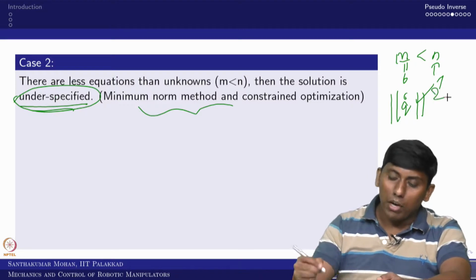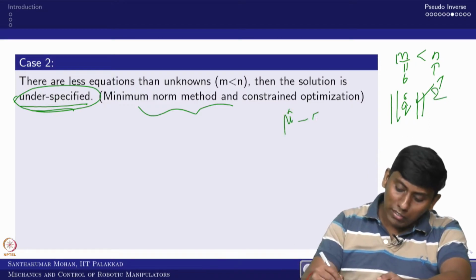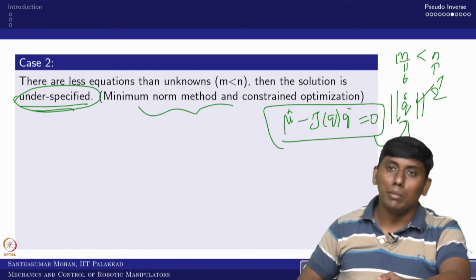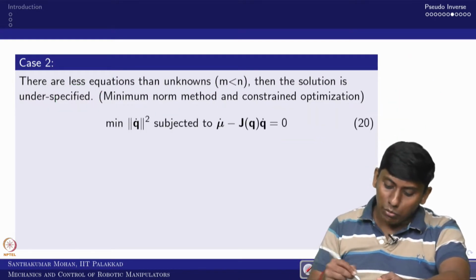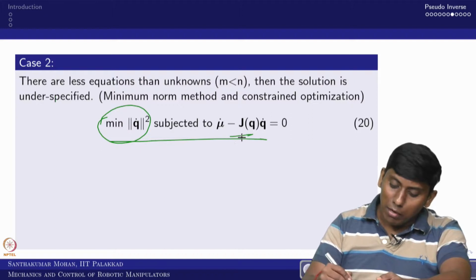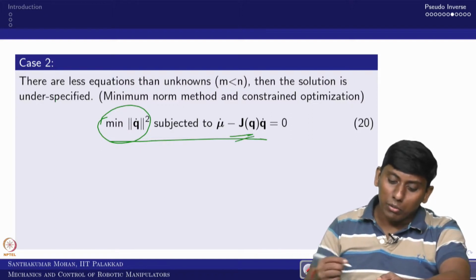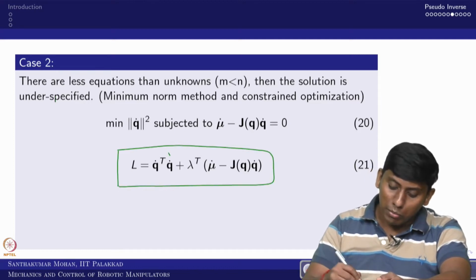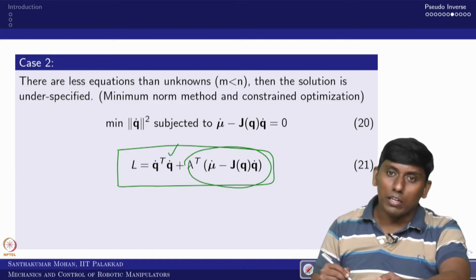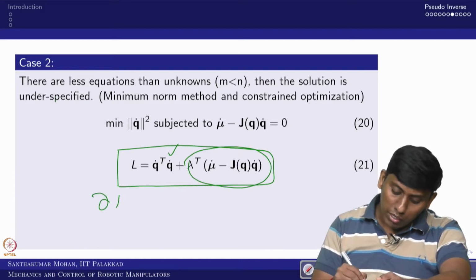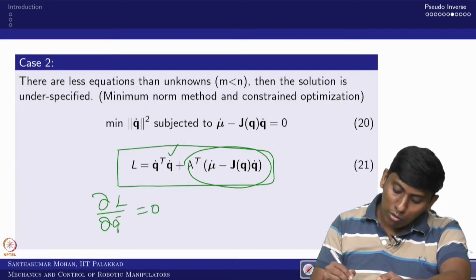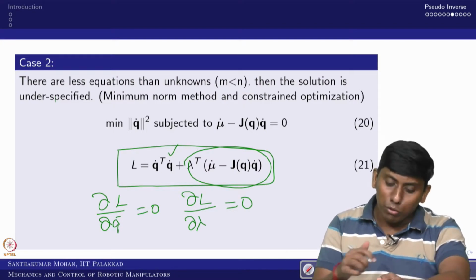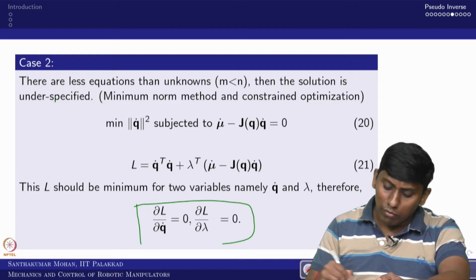In the sense you take the 2 norm, provided mu dot minus j of q into q dot equals 0. This is your constraint and you are trying to minimize this. So we are minimizing this with the help of this constraint equation. Then you can see the Lagrangian multiplier will come into the picture. Your objective function would not only be this, the constraint will also come. Now there are 2 variables. So dou L by dou q dot is 0 and dou L by dou lambda is also 0, right. So 2 equations, 2 unknowns, we can solve the unknowns.